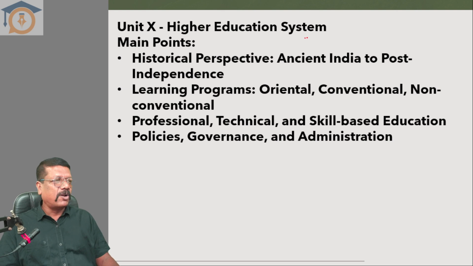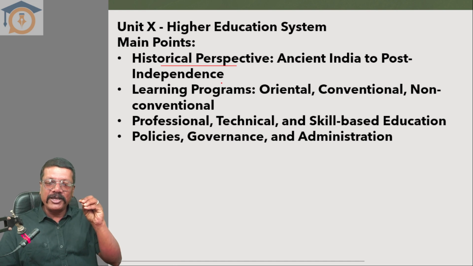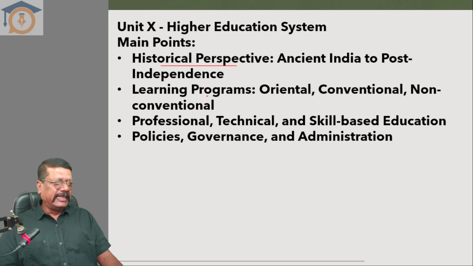Unit 10 is all about the higher education system. So we start with the historical perspective, and this is divided into two segments. That's the ancient India and all the way up to post-independence India. Not exactly divided into two, but then again, that's how we would divide it and look at it for our ease of study. Then the learning programs, which are like the oriental, conventional, and the non-conventional learning programs. And then the professional, technical, and skill-based education. And we finally have the policies, governance, and administration.